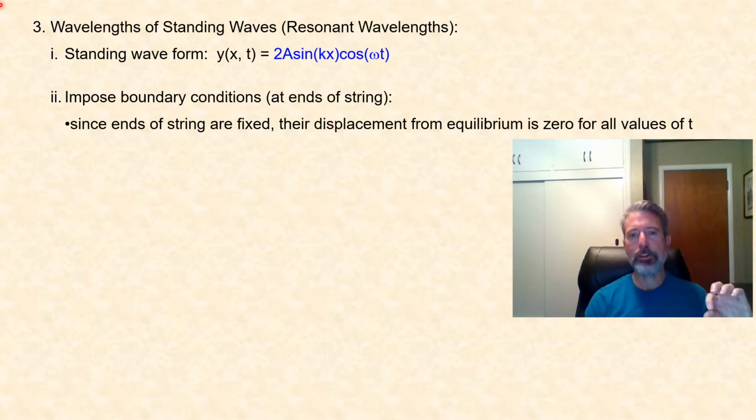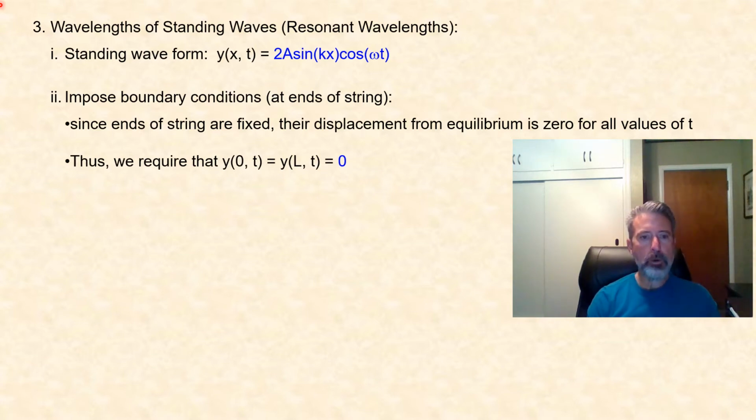They are not allowed to move. So their displacement from equilibrium is 0 for all values of t. This is what we mean by imposing a boundary condition. So we require that the displacement at the ends, that is when x has a position of 0, that would represent one end, and when x has a value of L, that would be the other fixed end, for all values of t, the displacement of the string is 0.